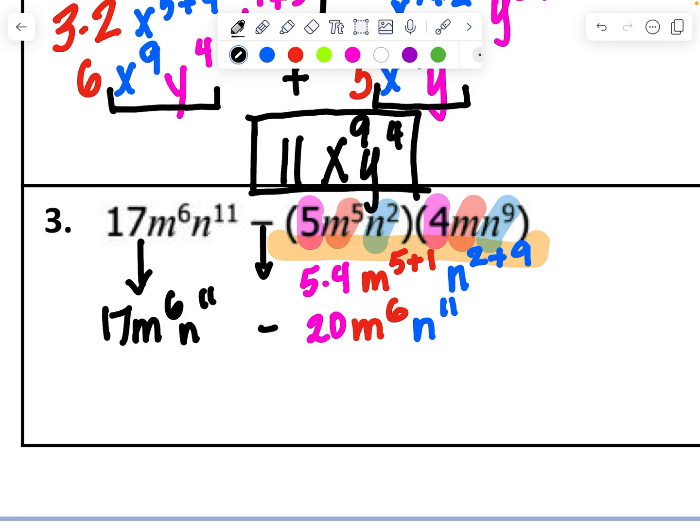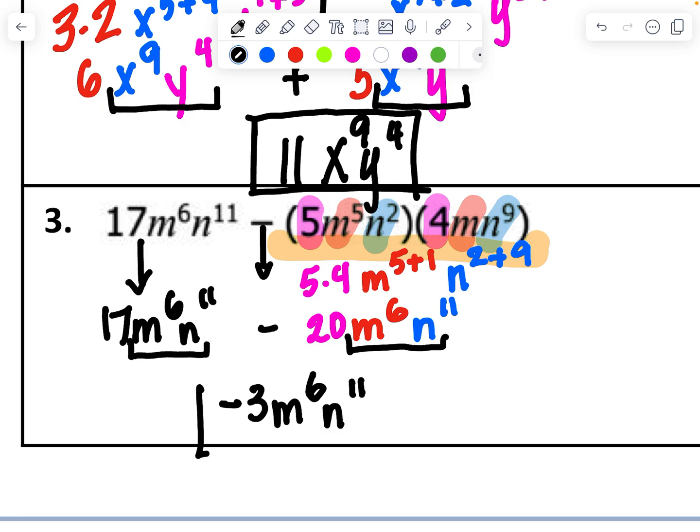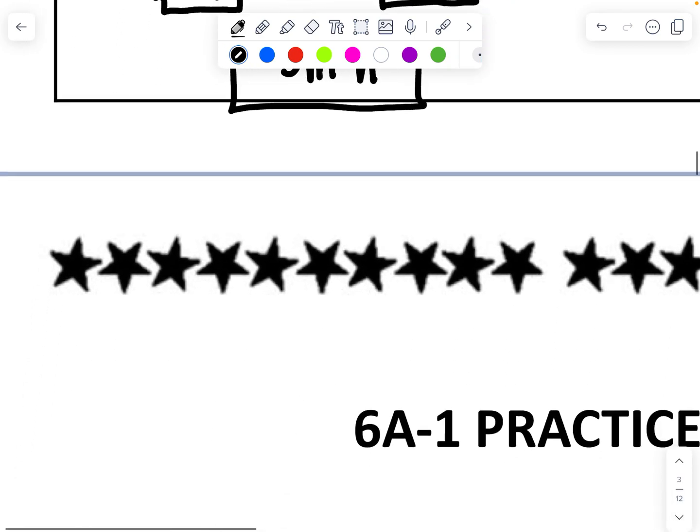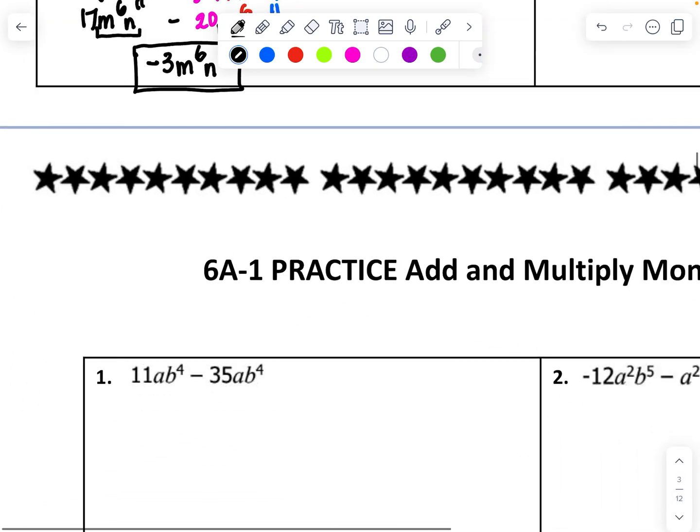All right, so do these terms match? m6n11, m6n11? Yes, they do, so I can combine these whole numbers. 17 minus 20 is negative 3 m6n11. And we're done. So go to the next page and do these 8 practice questions on this page.